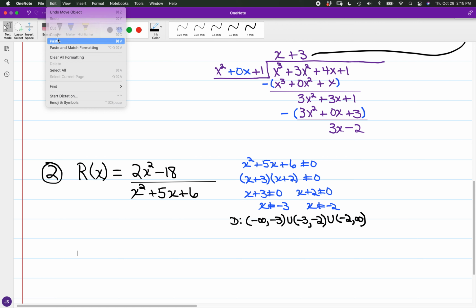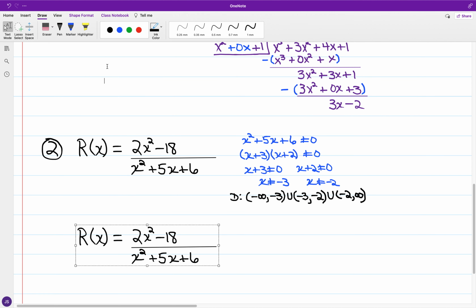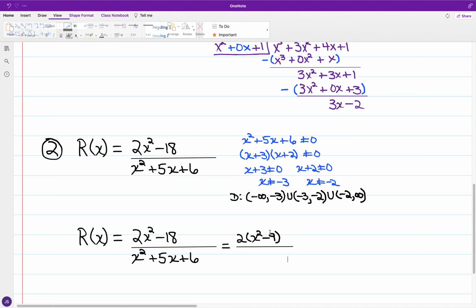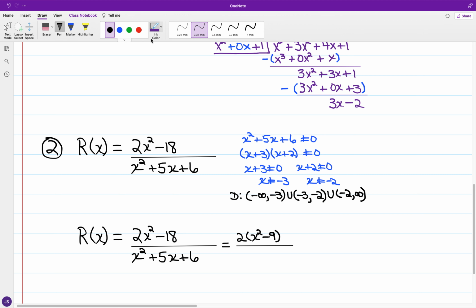And just looking at the determination of any vertical asymptotes, with the rational function, let me look at factoring. We have 2x squared minus 18. Okay, 2 is the greatest common factor. So you have 2 times the quantity x squared minus 9, all over, again, x squared plus 5x plus 6. Again, we have x plus 3 and x plus 2 in the factors.